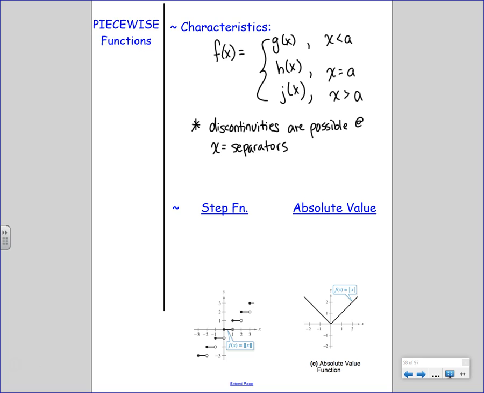Oh, maybe I did one of these. That's okay. I was going to make a new piecewise, but we'll just wait.